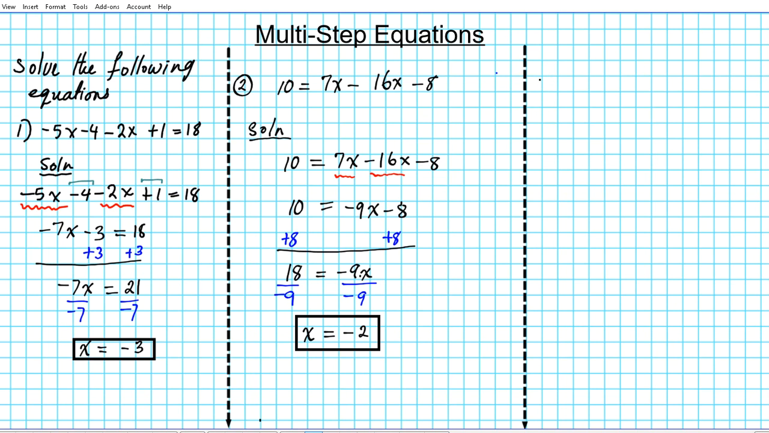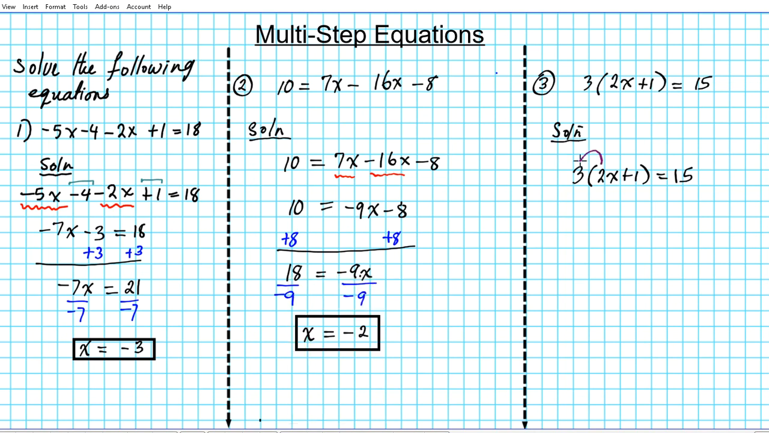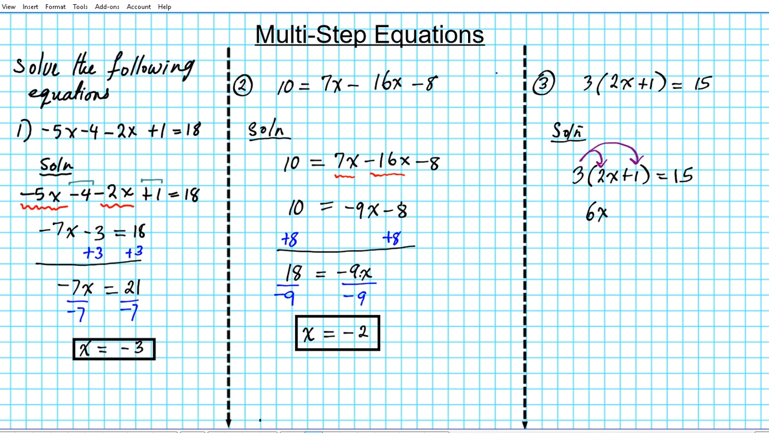Let's take a look at question 3. What if we have the problem 3 times the quantity 2x plus 1 equals 15? Now we have to use the distributive property as we indicated earlier. The first thing we're going to do is get rid of the parentheses. In order to do that, we're going to distribute the number in front of the parentheses into the two terms inside the parentheses, and that will give us 6x, since 3 times 2 is 6, plus 3 equals 15.